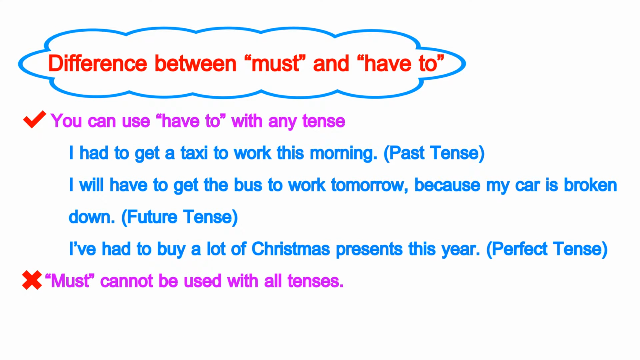So now let's look at the difference between must and have to. The good thing about have to is that you can use it in any tense. For example, I had to get a taxi to work this morning. Or, I will have to get the bus to work tomorrow because my car is broken down. Or, I have had to buy a lot of Christmas presents this year. Notice how I have used have to in the past tense, perfect tense, and future tense. You cannot do this with must.